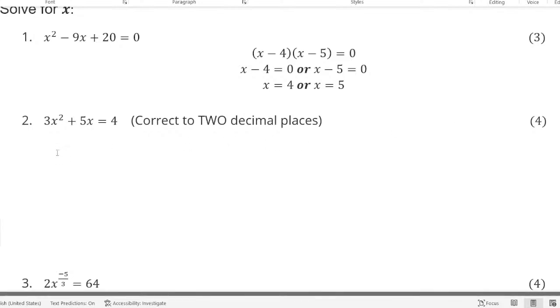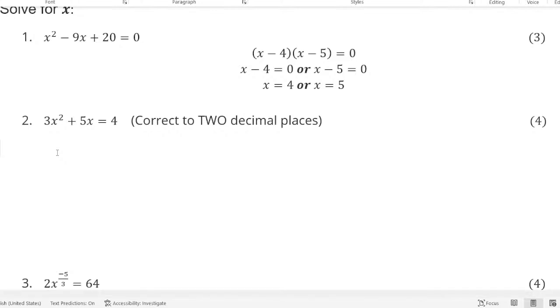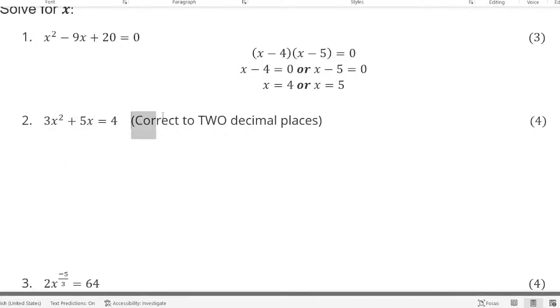Remember, in your question paper, when you're writing an exam, it will always tell you to correct your answer to 2 decimal places. It will always tell you that, unless it's otherwise specified. And in this case, since it says to correct your answer to 2 decimal places, it means we have to use the quadratic formula.